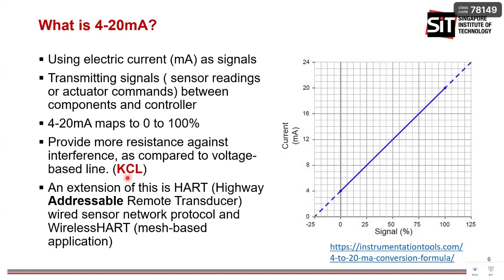All right, KCL refers to Kirchhoff current law. In a current loop, no matter which part of the loop, the current that flows through that single loop should be the same, right? Because of Kirchhoff current law. And therefore, with these properties, we know that the electrical current will not degrade and it is less susceptible to noise. And that's the reason why we choose 4 to 20 milliamp.